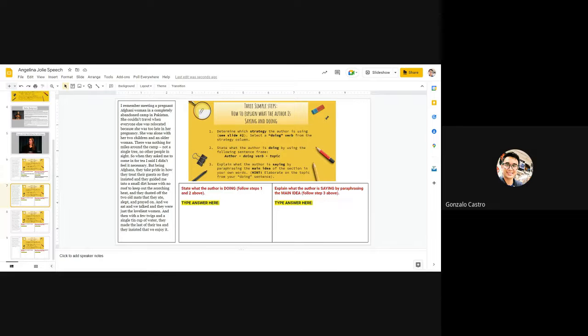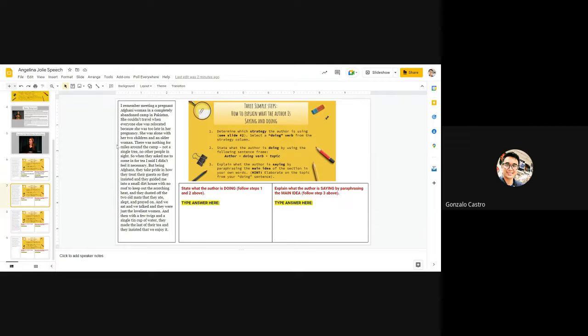So they insisted and they guided me into a small dirt house with no roof to keep out the scorching heat, and they dusted off the 2 old mats that they ate, slept, and prayed on. And we sat and we talked, and they were just the loveliest women. And then with a few twigs and a single tin cup of water, they made the last of their tea, and they insisted that we enjoy it.